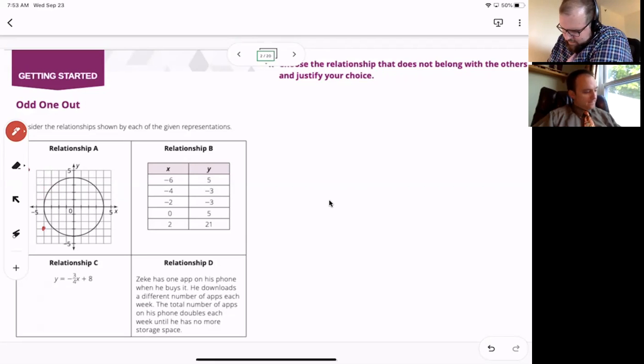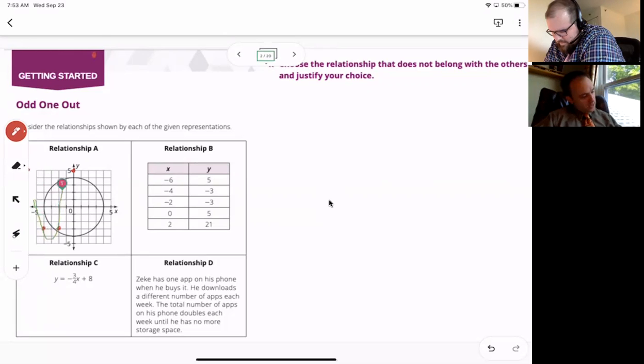-2, -3. Ooh, this graph's a little bit weird, huh? 0, 5, and then 2, and then 21. Wait, I think I know what to do. I think I should connect these things. You can't see that point over there, but I'm going to draw like this. I missed. I'm going to make that dot bigger. I think it looks something like that. Cool. I think we have a name for those.